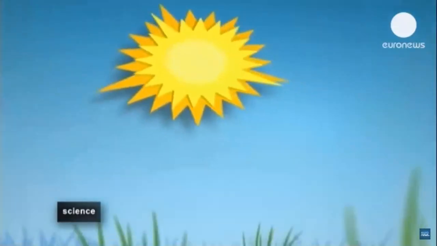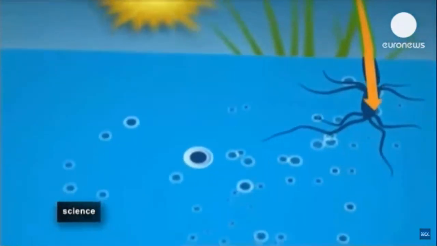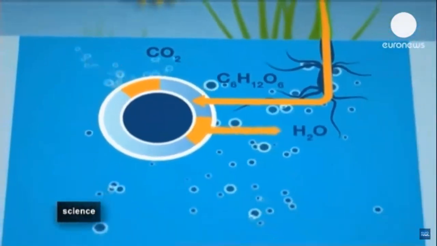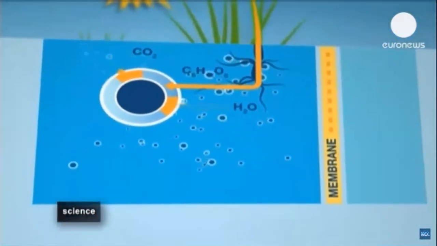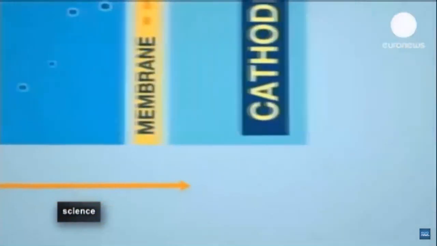It works by taking advantage of the up to 70% of organic material produced via photosynthesis that can't be used by the plant and is excreted through the roots. As naturally occurring bacteria around the roots break down this organic residue, electrons are released as a waste product. An electrode absorbs them and generates electricity.